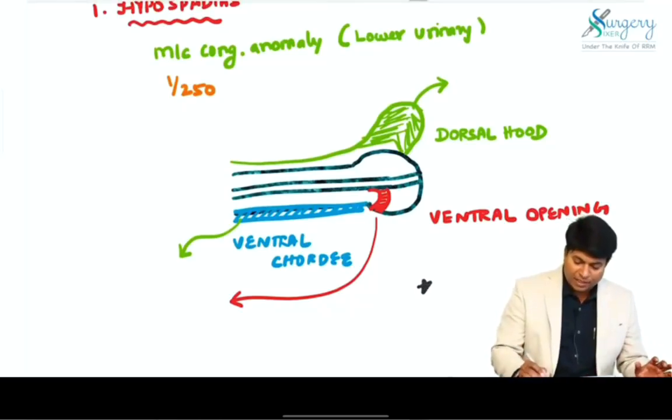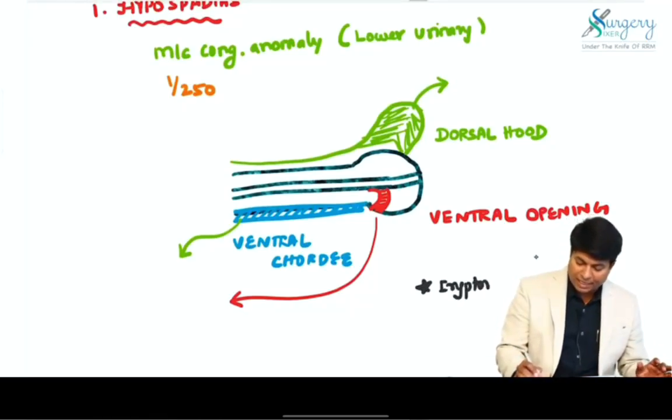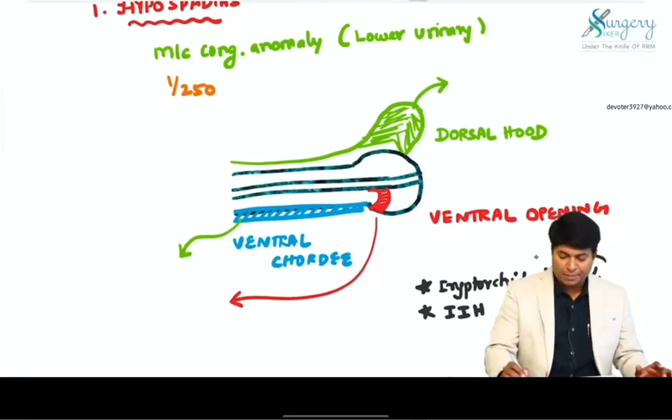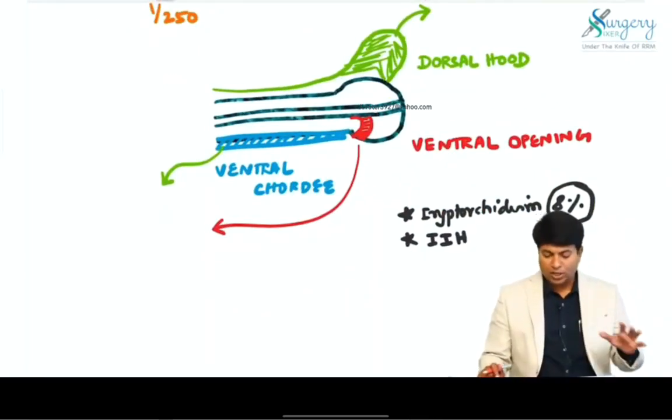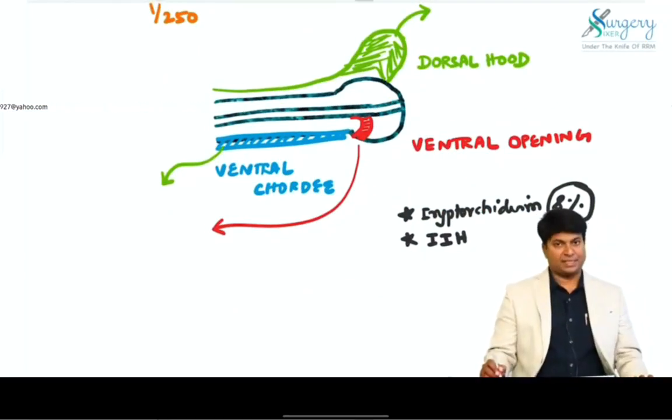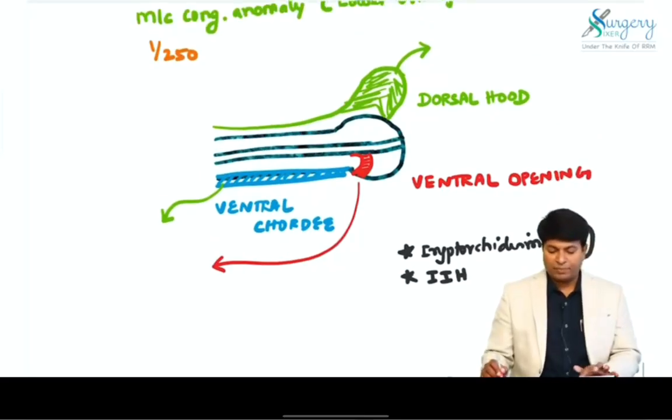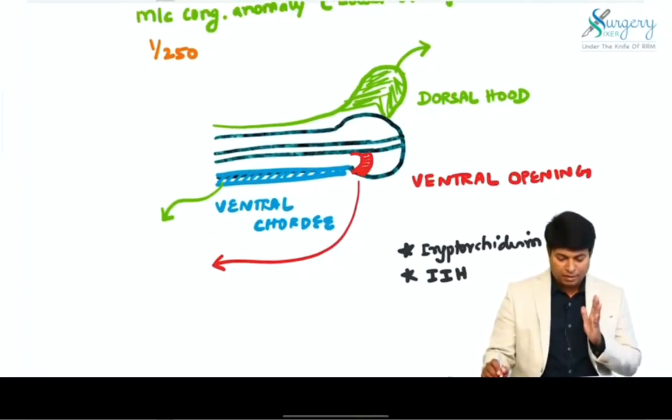Other associated features may be cryptorchidism, undescended testis, and indirect inguinal hernia. Cryptorchidism is seen in 8% of these patients. Indirect inguinal hernia is also associated in these cases. Okay, so please don't forget, hypospadias is ventral opening of the urethra.